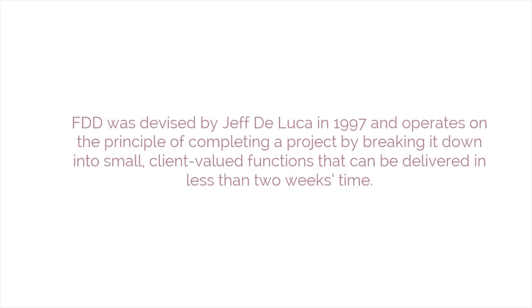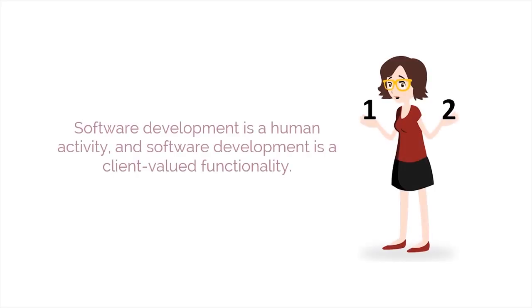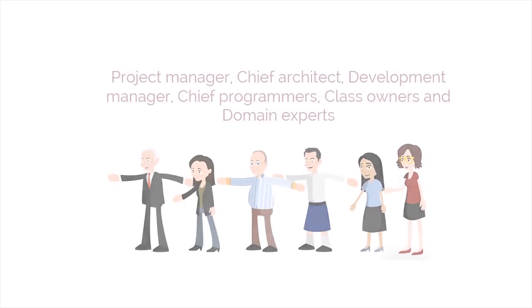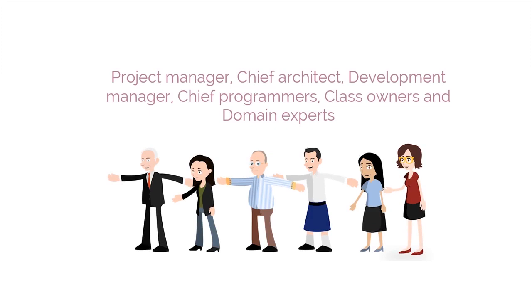The fifth method is feature-driven development. FDD was devised by Jeff DeLuca in 1997 and operates on the principle of completing a project by breaking it down into small, client-valued functions that can be delivered in less than 2 weeks' time. FDD has 2 core principles: software development is a human activity, and software development is a client-valued functionality. FDD defines 6 major roles: project manager, chief architect, development manager, chief programmers, class owners, and domain experts, in addition to a number of supporting roles.